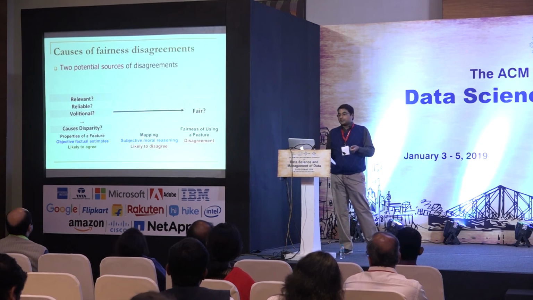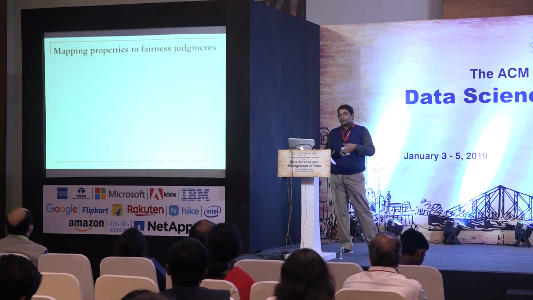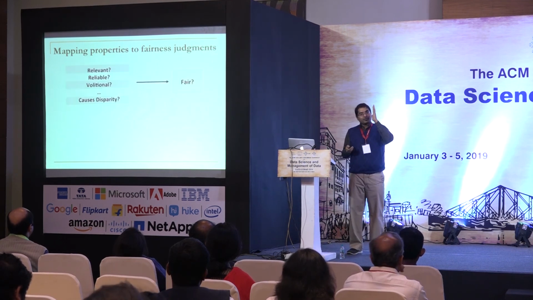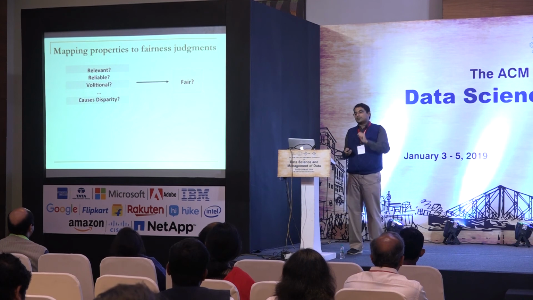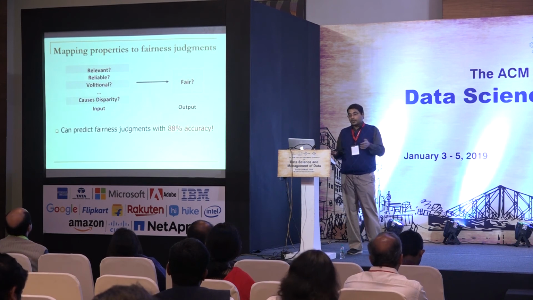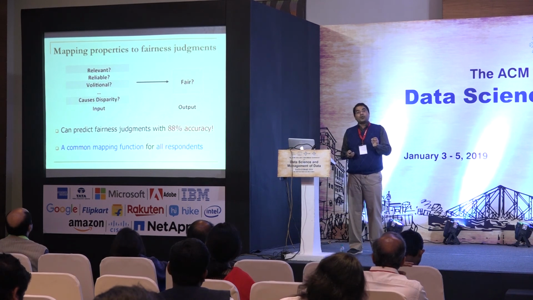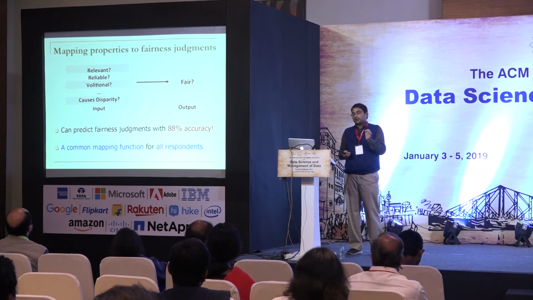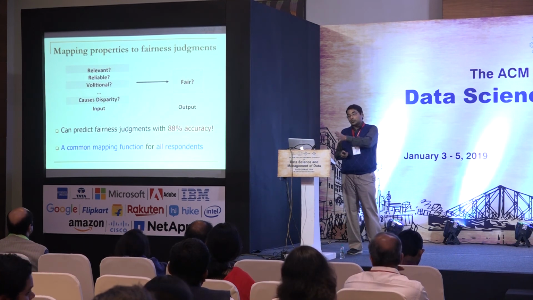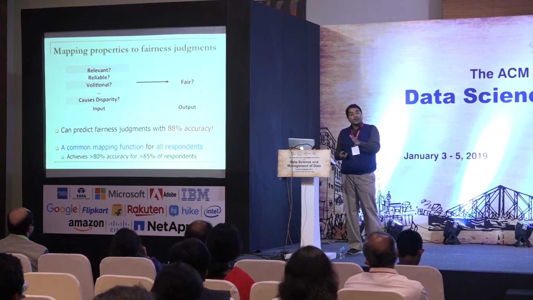Now, we wanted to test this, so we looked at the mapping function. We took the assessments of the latent properties as inputs, and we tried to build classifiers to predict the output. We were able to build classifiers with pretty good accuracy, but the most striking thing was that we could build one classifier that was doing a pretty good job of mapping the latent property assessments to the fairness judgments for all people.